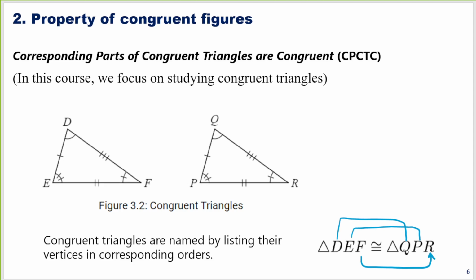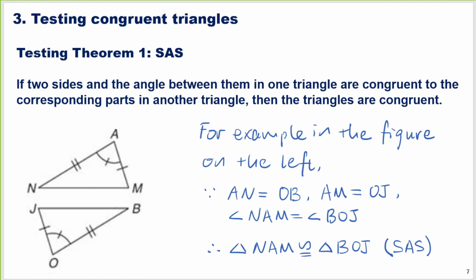And the problem is, how can we determine if two triangles are congruent? We have a series of tests. So let's have a look at these. First, if two sides and the angle between them in one triangle are congruent to the corresponding parts in another triangle, then the triangles are congruent.